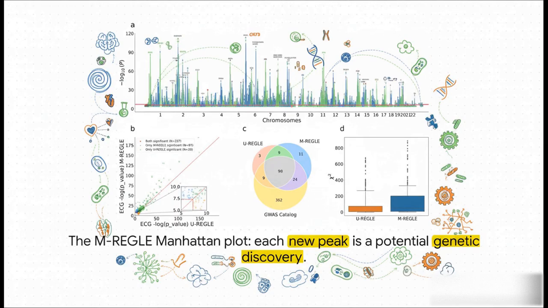This is a Manhattan plot, and it basically shows us all the genetic discoveries mREGLE made when it looked at 12 different heart readings, ECG leads, all at once. Every single one of those giant peaks shooting up past that red line, that's a potential new genetic discovery for heart health. By putting all the data together, it's finding stuff that was just impossible to see before.